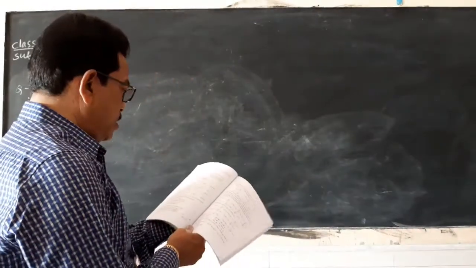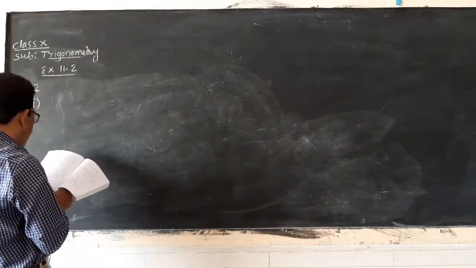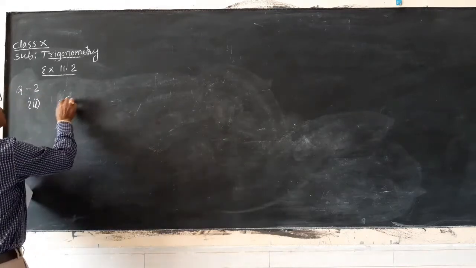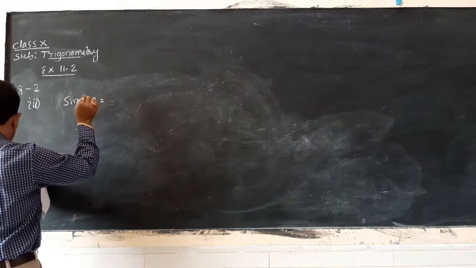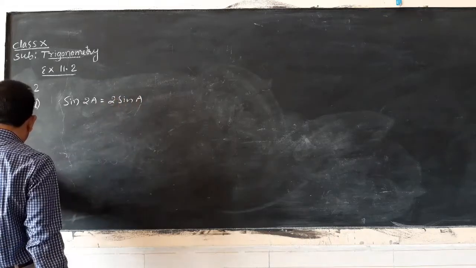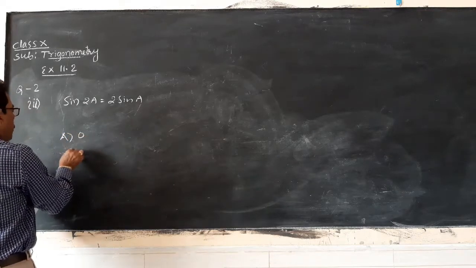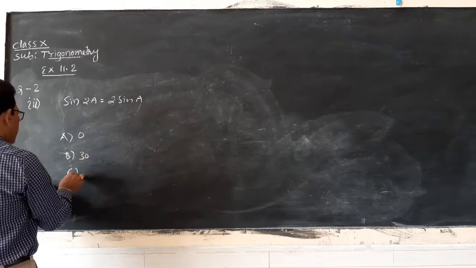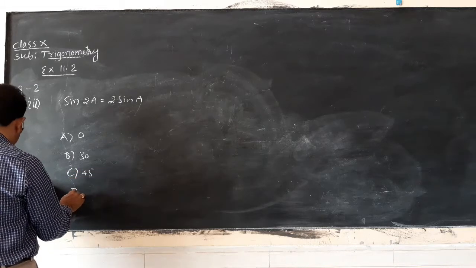Third question is sine 2a equals 2 sine a. Is it true when a equals to A 0, B equals 30, C equals 45, D equals 60.